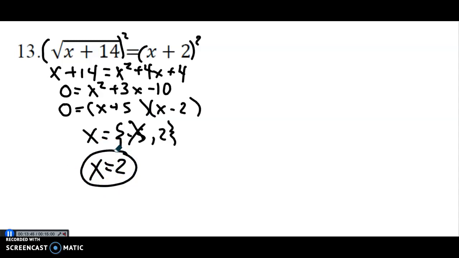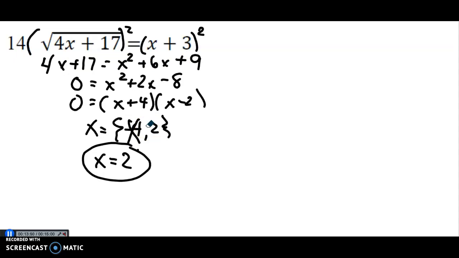Please pause the video and do number 14. All right, so hopefully you got the answer of 2. When you factored it, you got negative 4 and positive 2, but negative 4 is an extraneous solution. Again, the big idea here is always go back and plug it in and check your work, because when you check your work, some answers may not actually work in the problem.